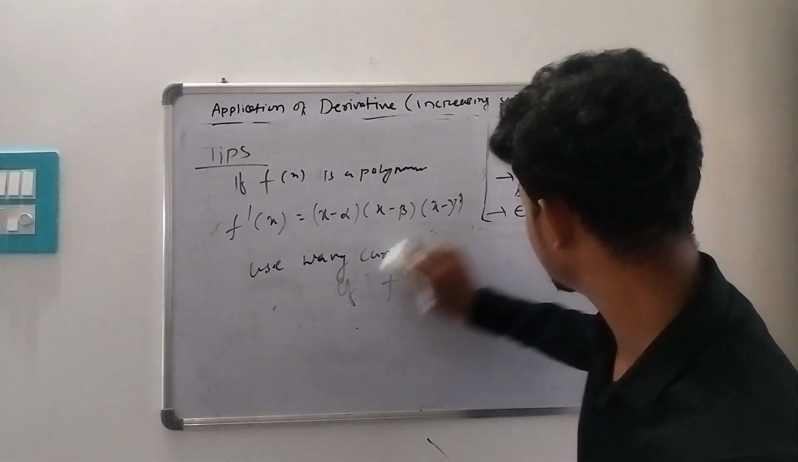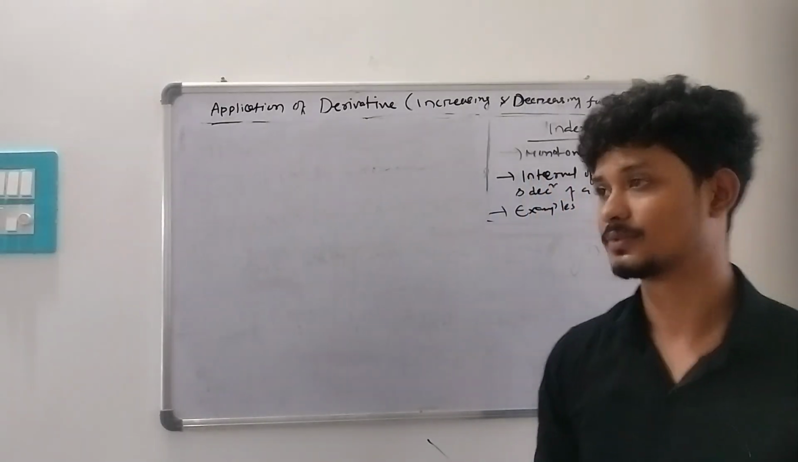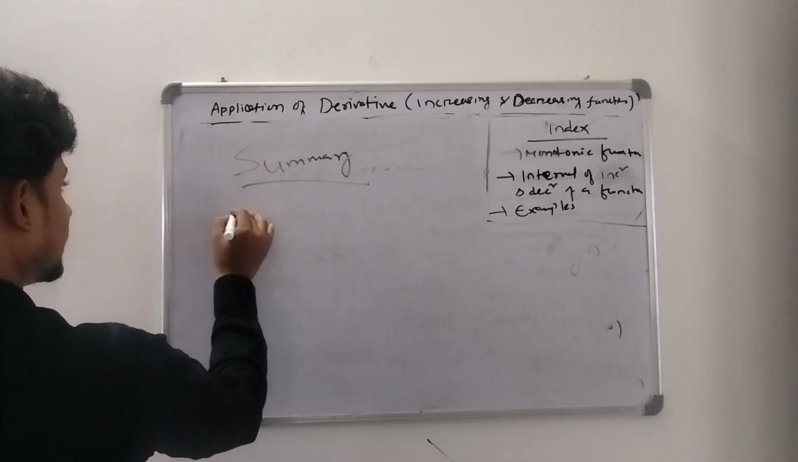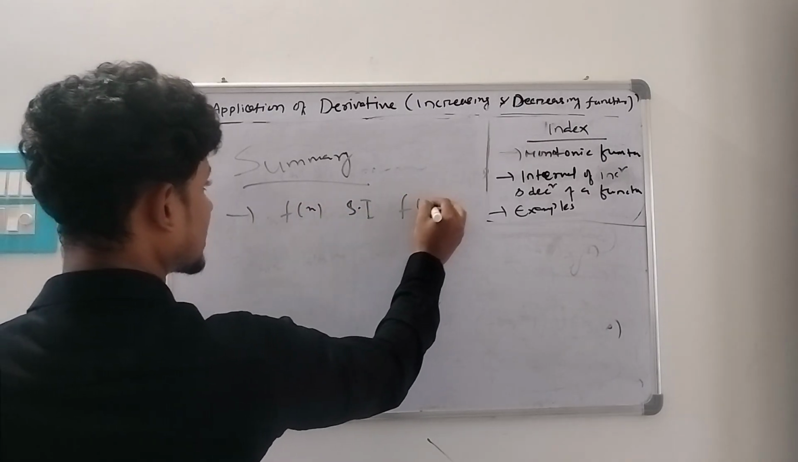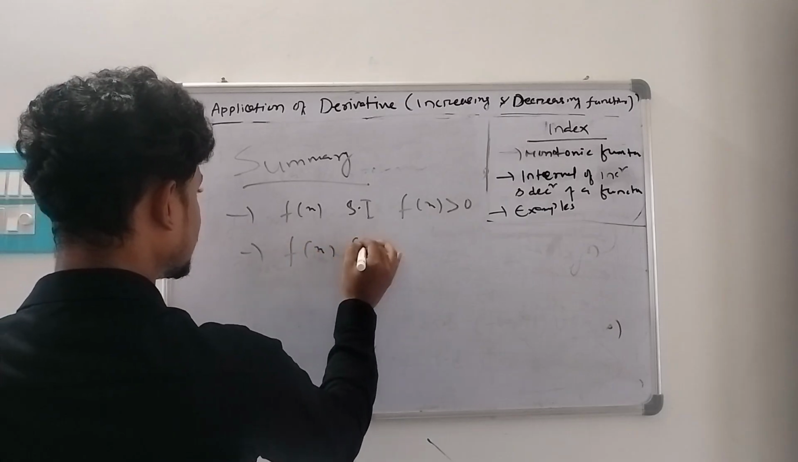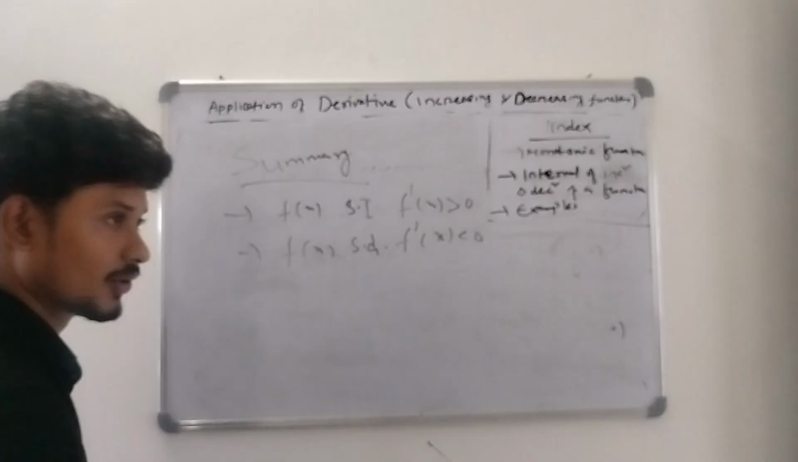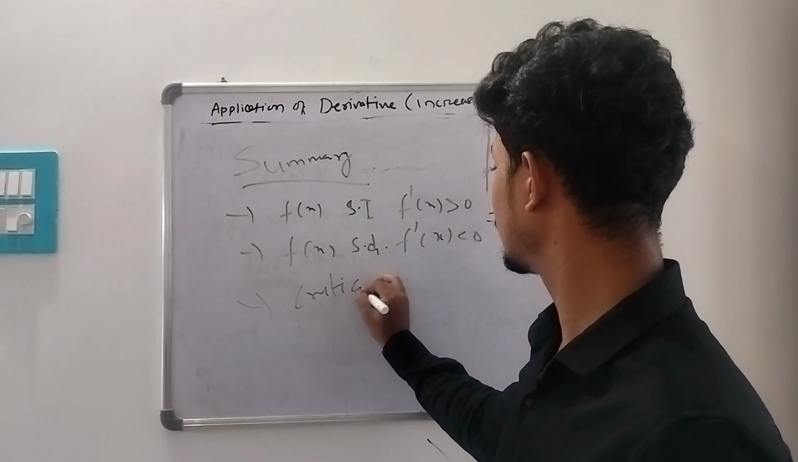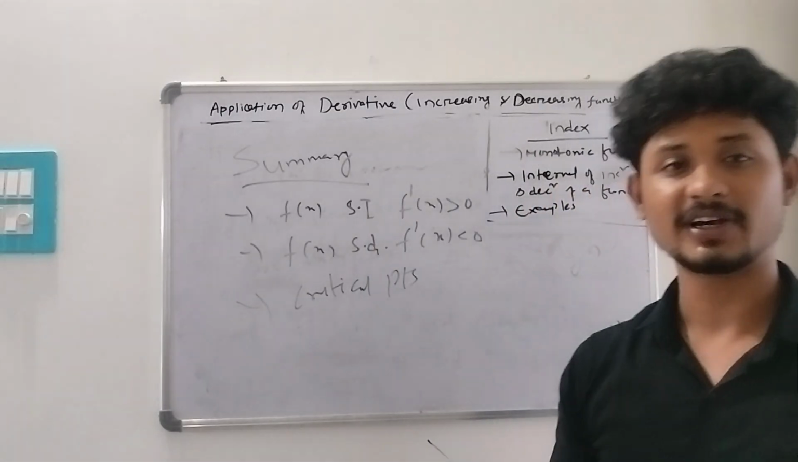So in this lecture, here is the summary of what we have learned. A function f(x) is strictly increasing if f'(x) is greater than 0, and strictly decreasing if f'(x) is less than 0. And we learned the concept of critical points, and how to find the intervals of increasing and decreasing.